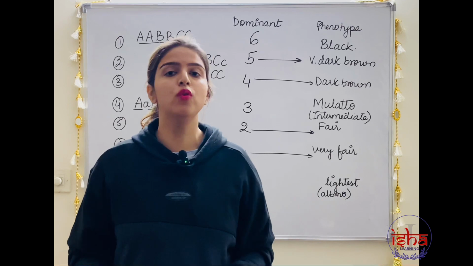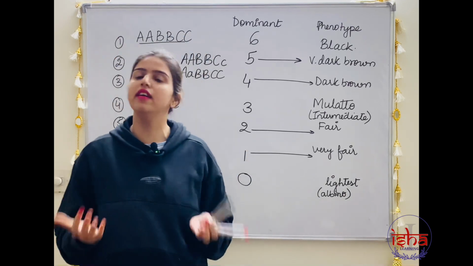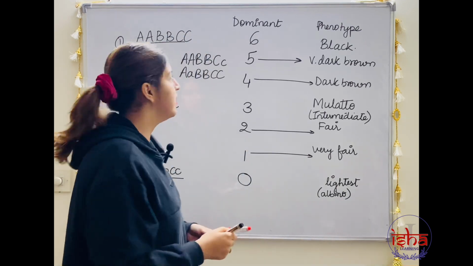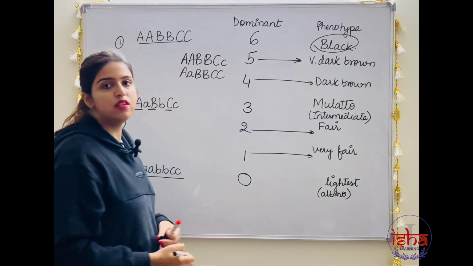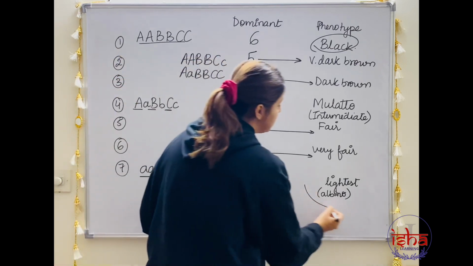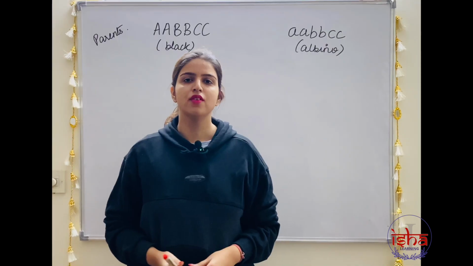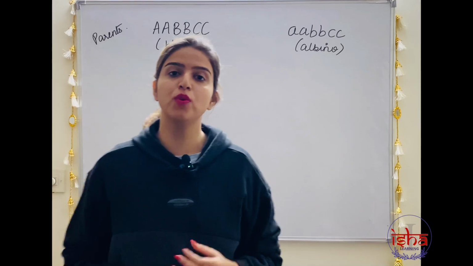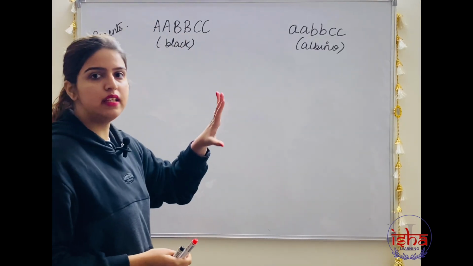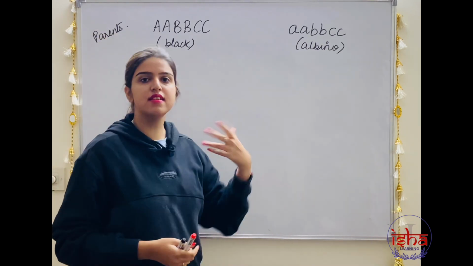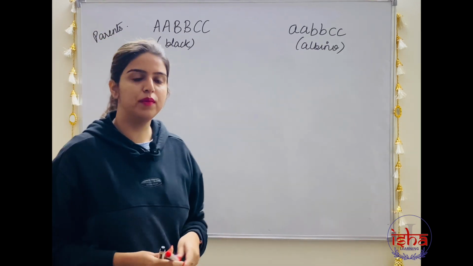Now let's quickly move on and try to do a hypothetical cross. When one of my parents is going to be of the darkest skin type and the other is going to be of the lightest or albino skin. So as discussed, we have moved on to a cross between a parent having completely dominant alleles and a parent having completely recessive alleles. Now let's try to form the gametes.